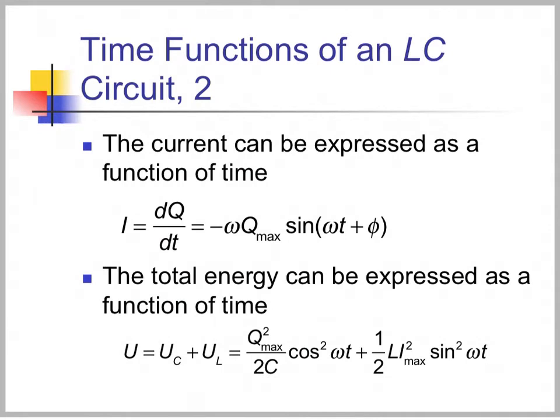The current then we can express as a function of time as the derivative of the charge. So that's going to be minus omega Q max sine of omega t plus phi. Then the total energy can be expressed as functions of time. The total energy is Q max squared over 2C cosine squared of omega t plus 1/2 L I max squared sine squared of omega t.